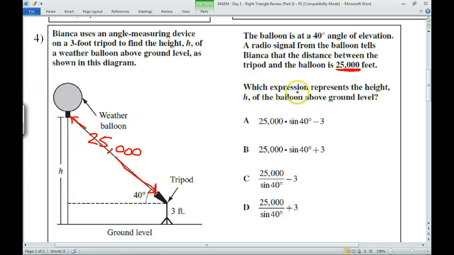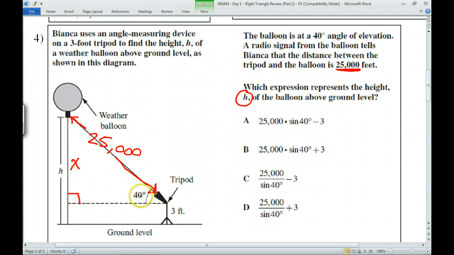Which expression represents the height, h, of the balloon? So we're supposed to find the height h. Now, temporarily, forget about the height h. We have this right triangle to work with, and we're going to be using sine, apparently. So, h is not part of the triangle. So let's call this x. X is very close to h. It's just going to have an extra bit added on the end. So let's concentrate on how we would find x for now.